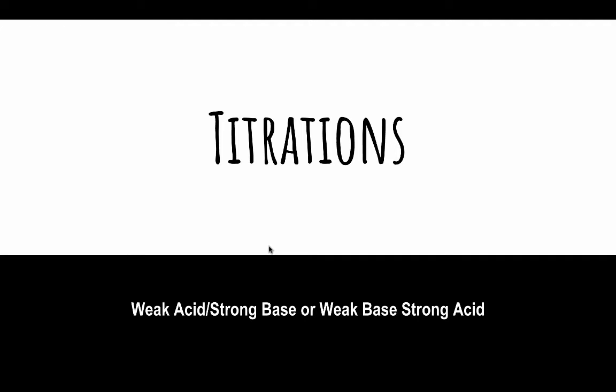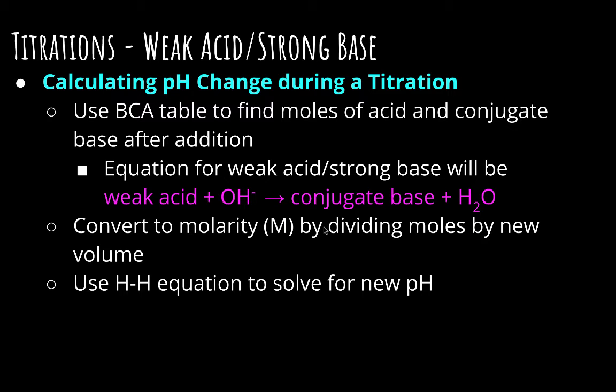Okay, now we can also have weak acid, strong base titrations, or weak base, strong acid. So we're going to focus on the weak acid, strong base titrations in our examples here. If we're doing a weak acid, strong base titration and we want to calculate pH changes, we're going to use a BCA table. The difference is, since this is not strong and strong, we have to decide which part of the system what you're adding is going to react with.